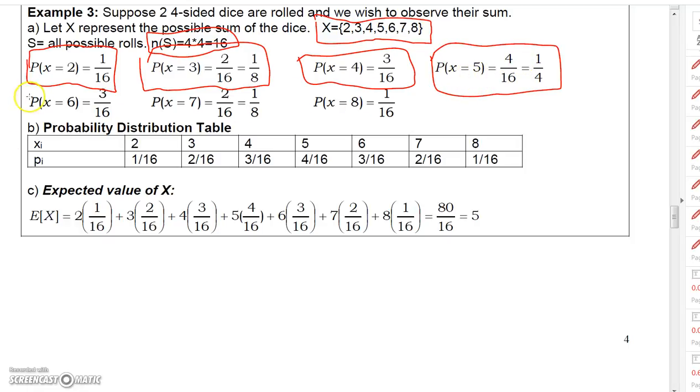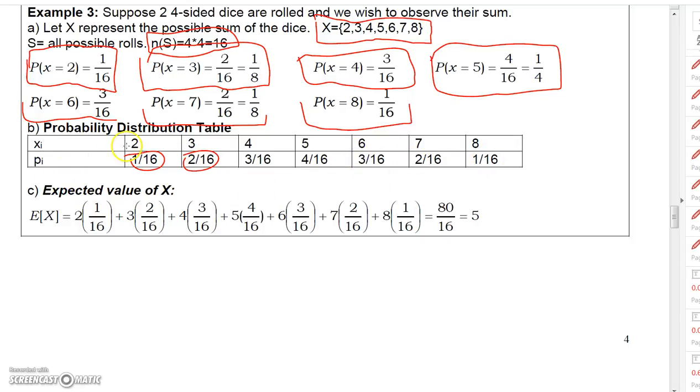So you can do the other 3 and determine the probabilities are 3/16 for 6. The probability of getting a sum of 7 is 1/8, and the probability of getting a sum of 8 would be 1 out of 16. So the probability distribution table for 2 through 8 has the following probabilities: 1/16, 2/16, 3/16, 4/16, and then it goes back down: 3/16, 2/16, 1/16.